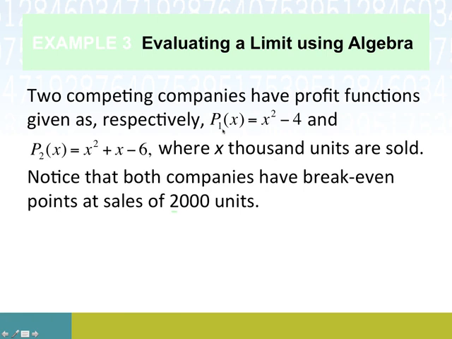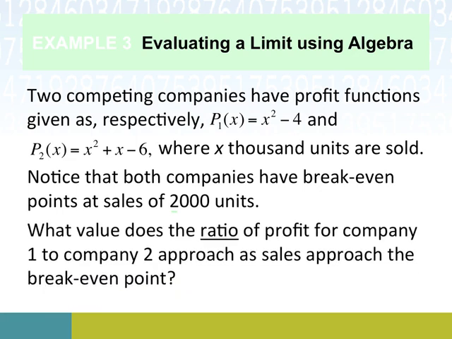So profit of 0 for the first company. If we plug in 2 here for the second company's profit, we get 2 squared is 4, plus another 2 is 6, and then minus 6 we get 0. So each of these has a break-even point at 2,000 units sales. And then the real question is, what is the ratio of these profits for the companies when sales gets close to this break-even point?